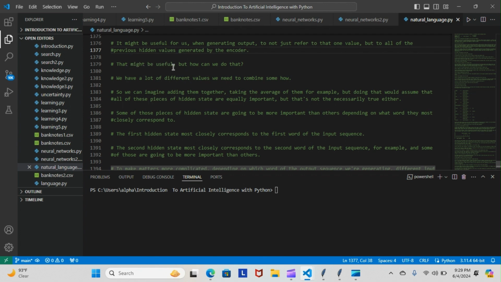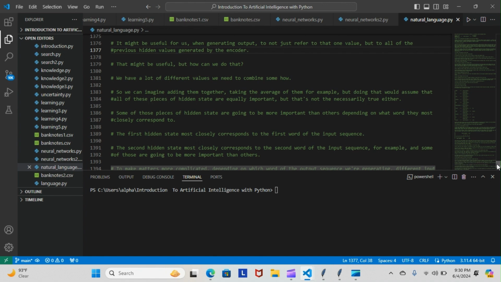Okay, and that might be useful, but how can we do that? We have a lot of different values we need to combine somehow. We can imagine adding them together or taking the average of them, but doing that would assume that all of these pieces of hidden state are equally important. But that's not necessarily true either. Some of those pieces of hidden state are going to be more important than others depending on what word they most closely correspond to. The first hidden state most closely corresponds to the first word of the input sequence, and the second hidden state most closely corresponds to the second word of the input sequence, for example. Some of those are going to be more important than others.